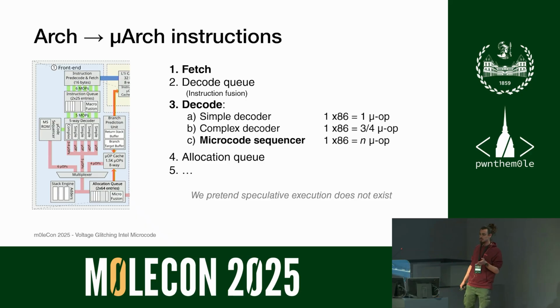Then you have complex decoders that do conversion of instructions that actually require a couple of micro instructions, and the microcode sequencer, which is what we are going to talk about today, that essentially implements instructions like CPUID, WRMSR, or VM enter, VM exit, stuff that is really complex. It's not used very often, and you don't really care about it being so quick.